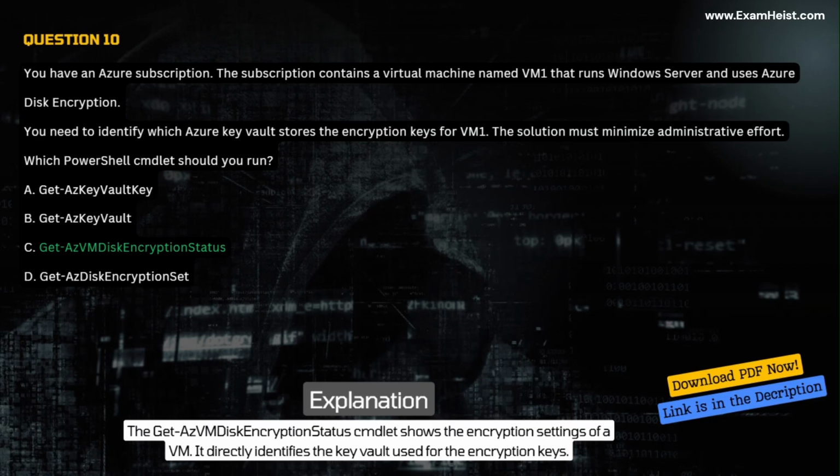Explanation. The Get AZ VM disk encryption status command shows the encryption settings of a VM. It directly identifies the key vault used for the encryption keys.